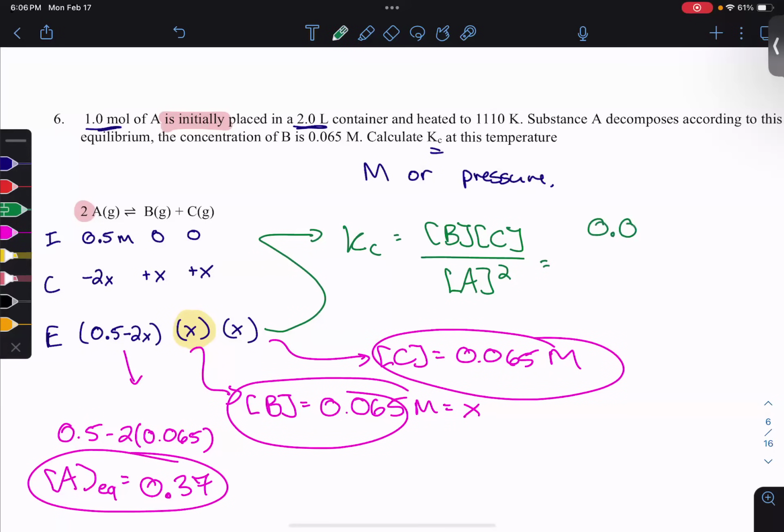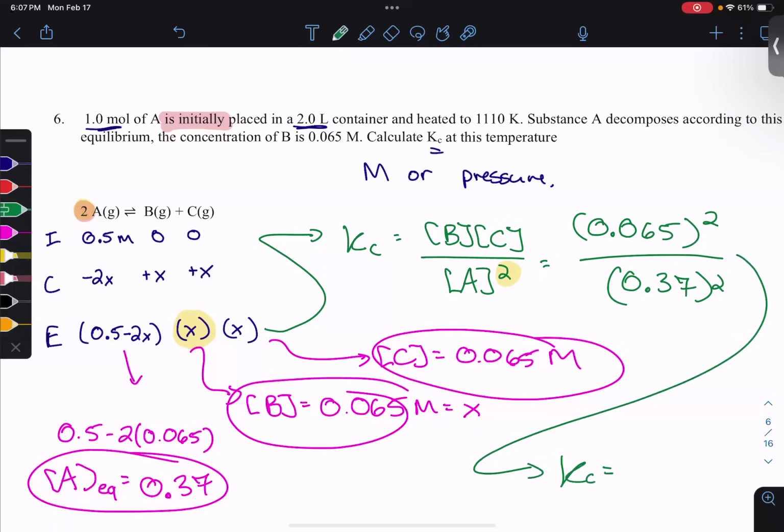So 0.065 molarity squared, because both B and C are the same, and then A concentration is 0.37 squared. It's squared because the stoich in the balanced chemical equation has a 2 there. And then that will give you K. So Kc is about 0.031. All right. So notice here, I never had to make an approximation because I gave you a hint at the equilibrium line, and that allowed you to calculate X, so you could fill in the rest.